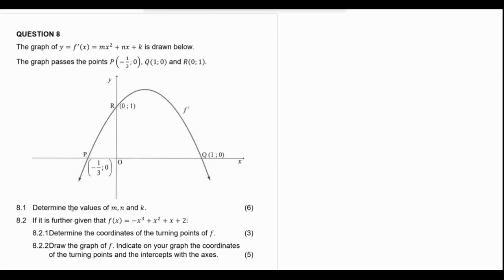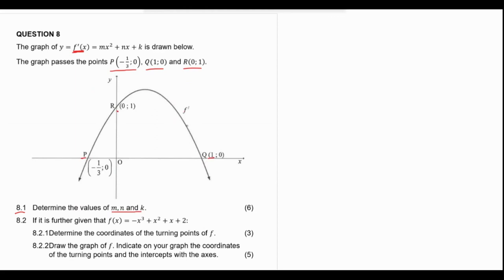Good day, smart mathematicians. Let's do question 8.1. The graph of y, which is the derivative of f of x, is equal to mx squared plus nx plus k, is drawn below. The graph passes through the points P, Q, and R. Determine the values of m, n, and k.